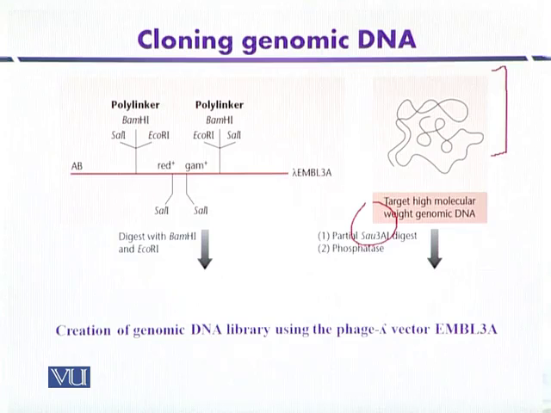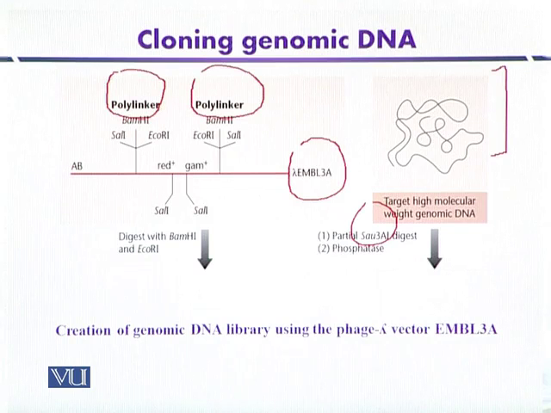And then on the other hand, lambda EMBL3A, it is showing the genetic map. It contains different polylinker sites that contain restriction sites for different endonucleases like BamHI, SalI, EcoRI, and within the central non-essential region the genes are present that are called red plus and gam plus. So these genes are required for the replication of the lambda genome.